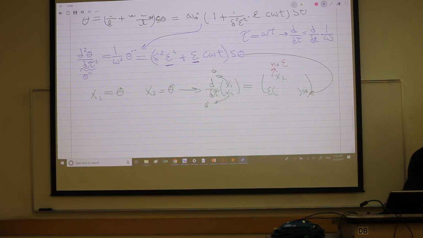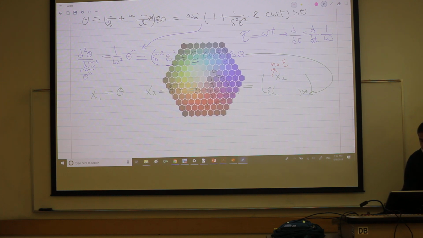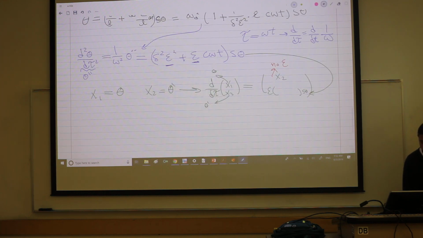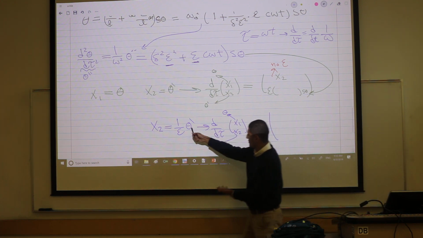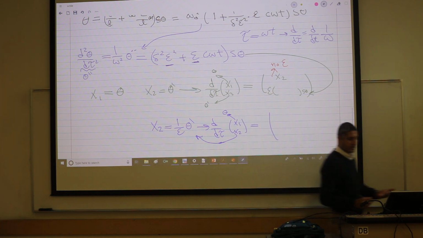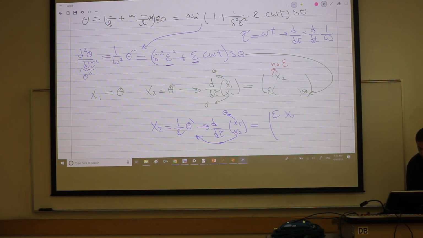Well, let's do it the other way around. Let's create epsilon over there. So I'll define my x2 to be 1 over epsilon theta prime. So that now when I do d by d tau of x1, x2, remember, this is theta, and this is 1 over epsilon theta prime. So first equation, d by d tau theta, this is theta prime. From here, theta prime is epsilon x2. So I created epsilon intentionally, that's fine.